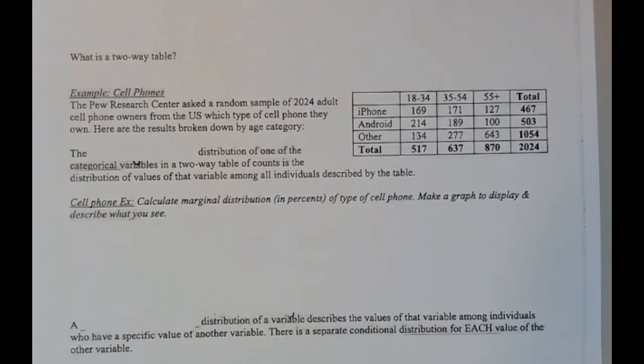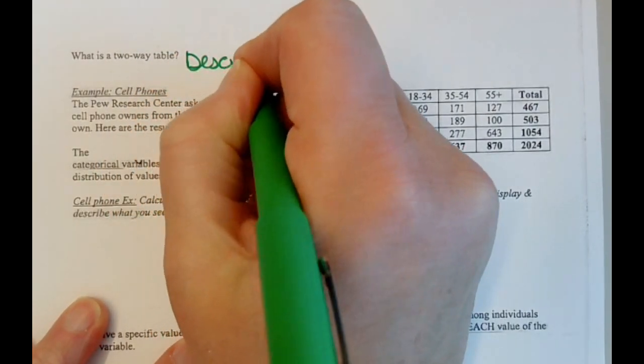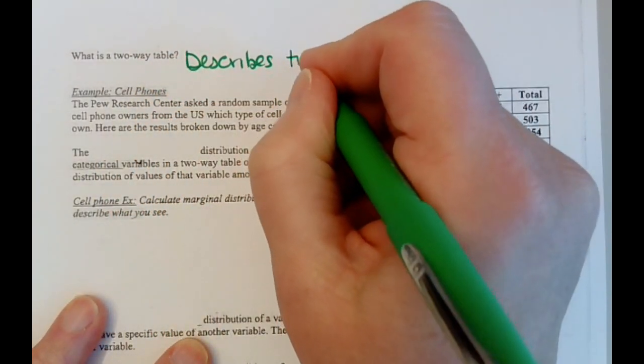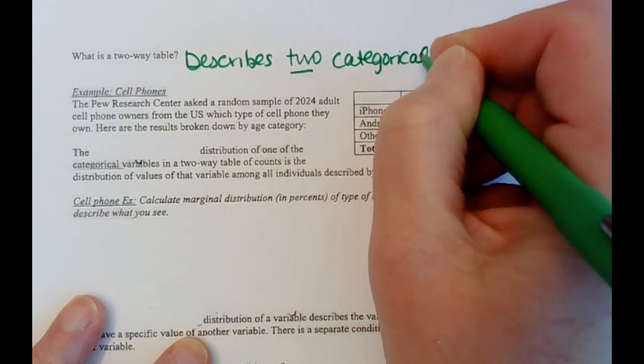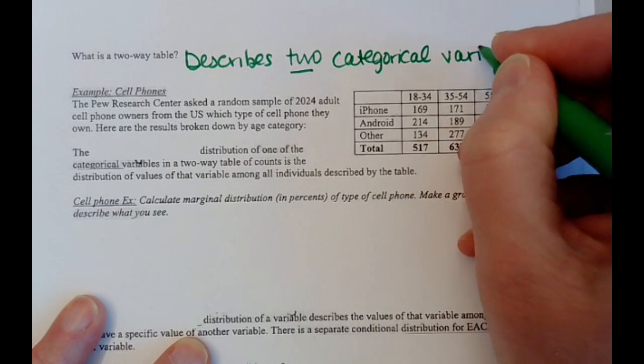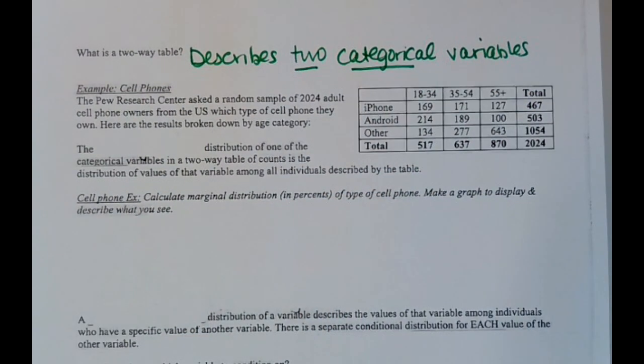This is part 2 of our notes for analyzing categorical data. This is a two-way table. A two-way table describes two categorical variables. That's what a two-way table does. It's going to describe two categorical variables.